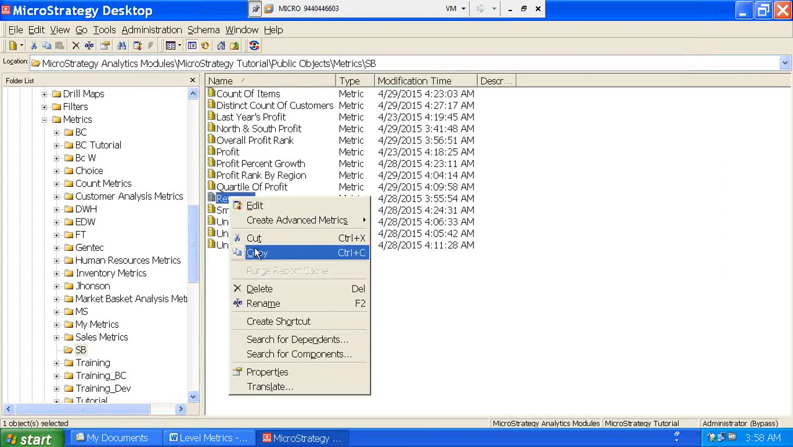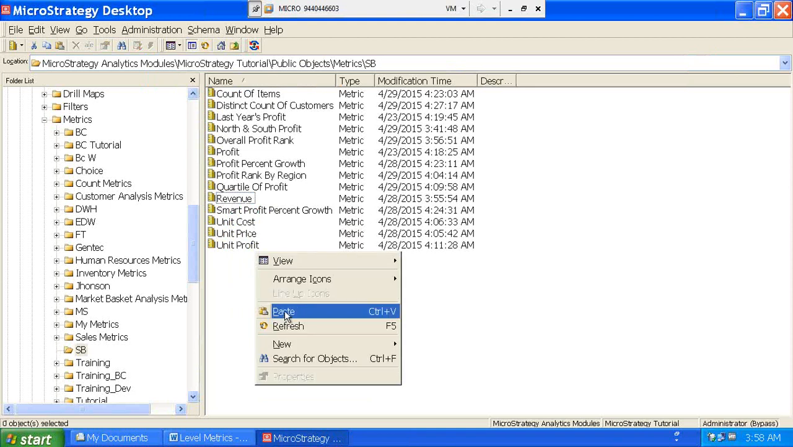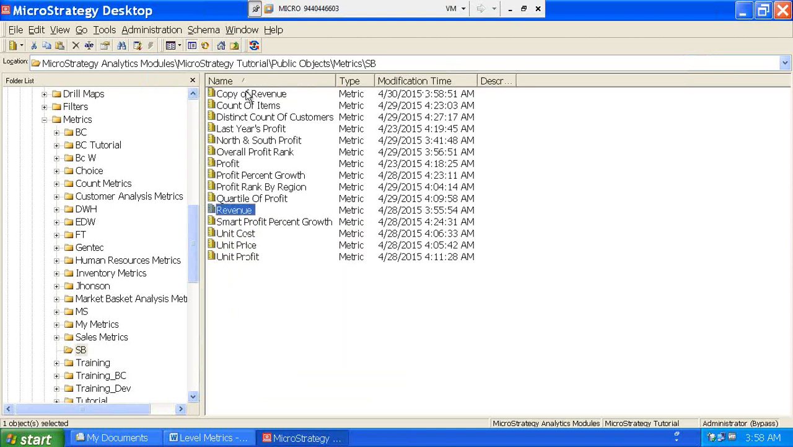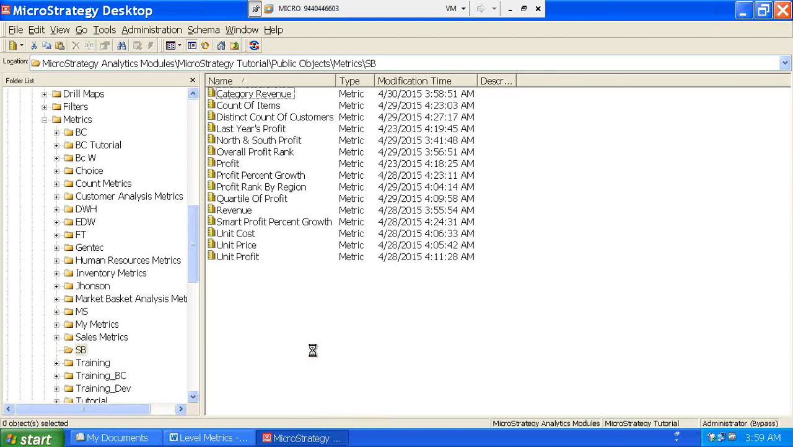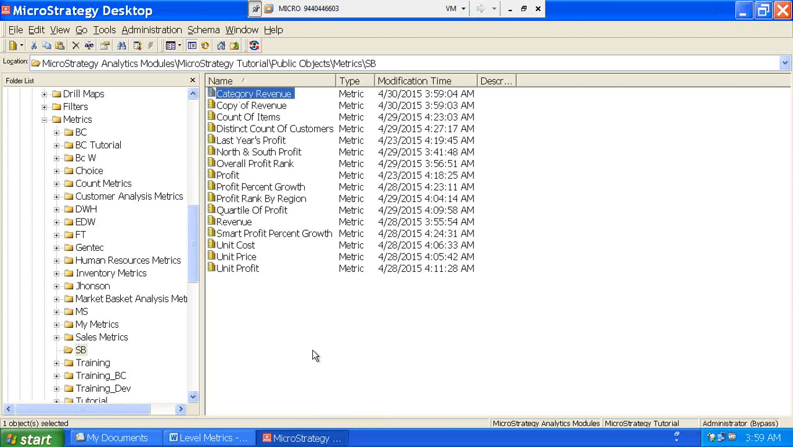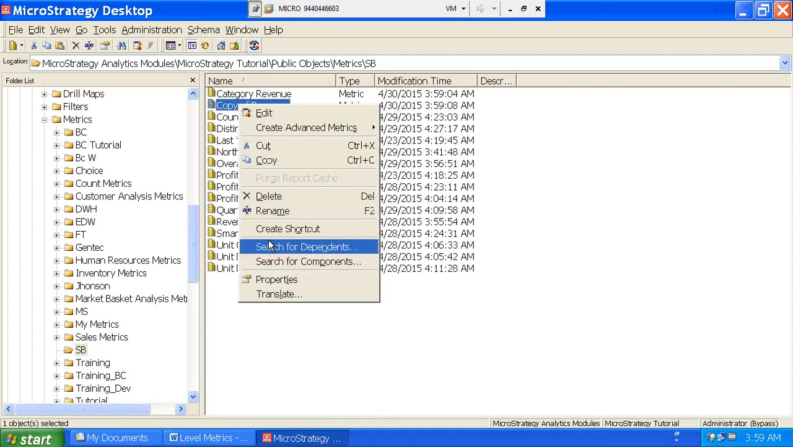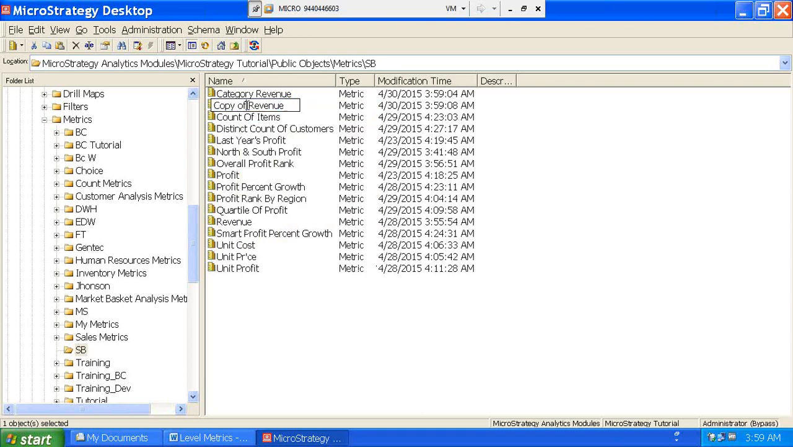I need the revenue. I will take a copy of my revenue. Now I am going to specify that this revenue must be calculated at category level, specific category revenue. Another copy also I am taking. Another revenue must be calculated at subcategory level. That also I am specifying. So when you are specifying a level, that is a level metric. When you are specifying a target for the metric calculation, that is a level metric. So these two are your level metrics.